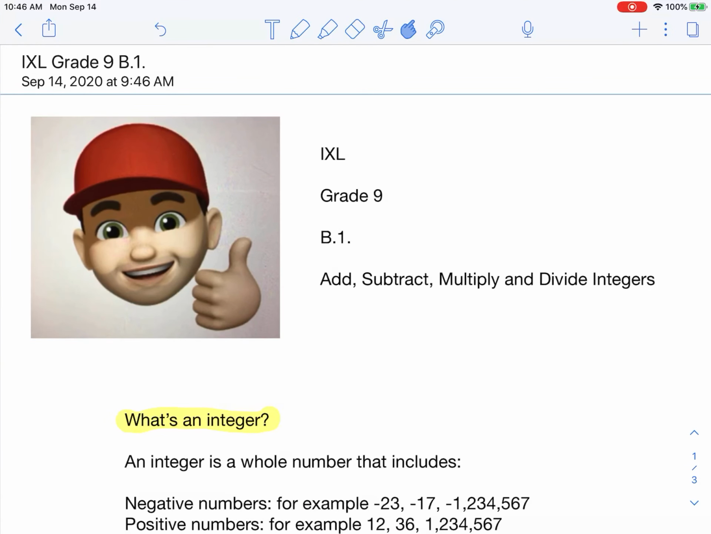Hi everybody, welcome. This is a lesson for IXL grade 9 B1. We're going to talk about add, subtract, multiply, and divide integers.